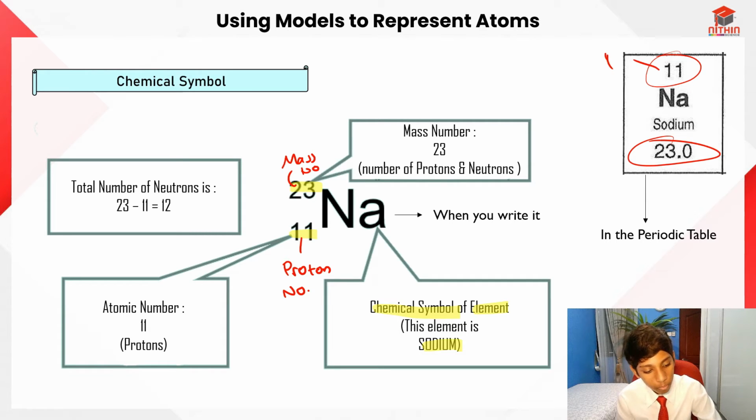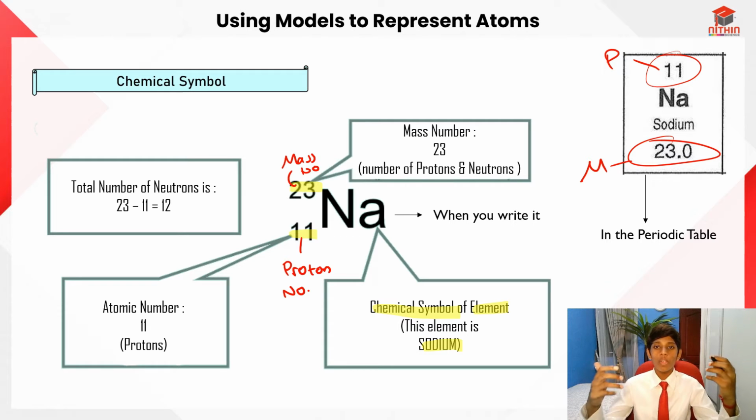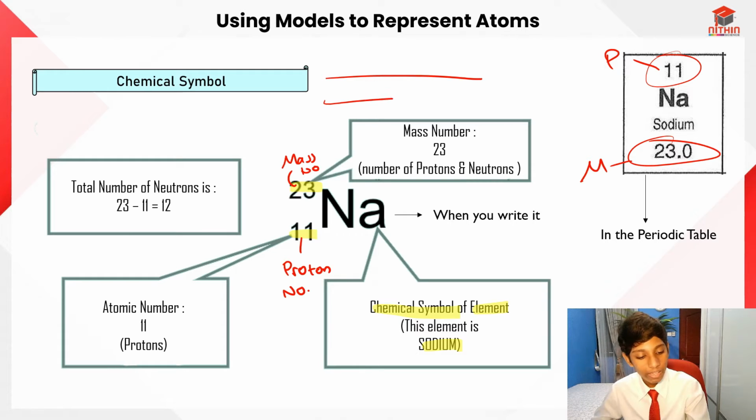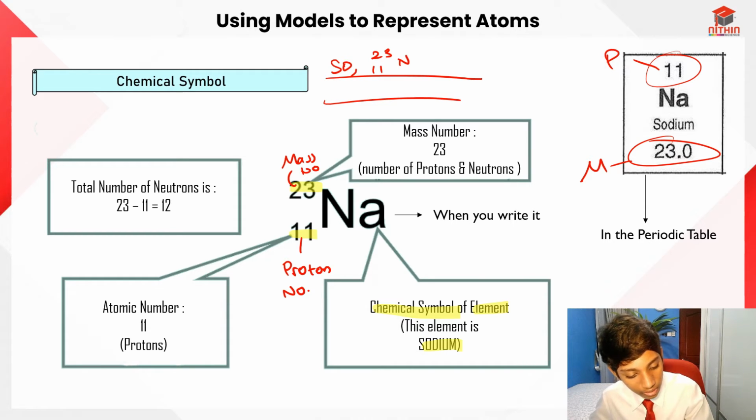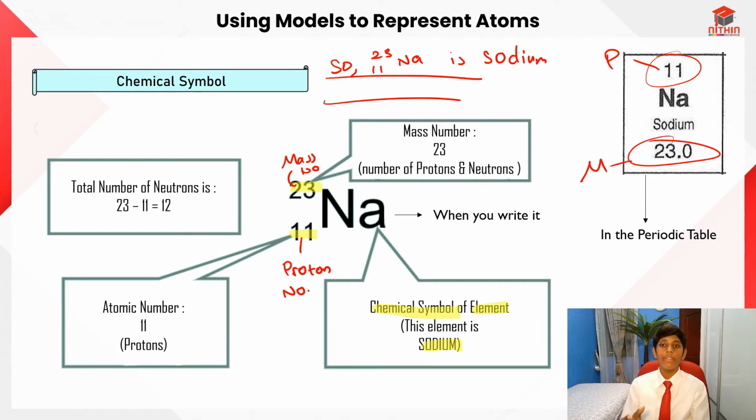So this is the proton number and this is the mass number, but it's not like this in this case. When you're writing an answer in an exam, if they give you blanks, this is how you write it: 23, 11, and Na is sodium. Imagine this is the sentence you're writing in an exam. You have to represent it this way, such that the mass number is on top and the proton number or the atomic number is below.